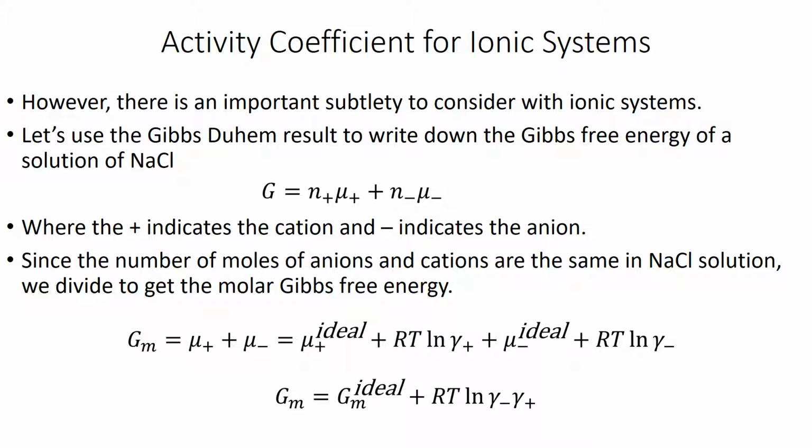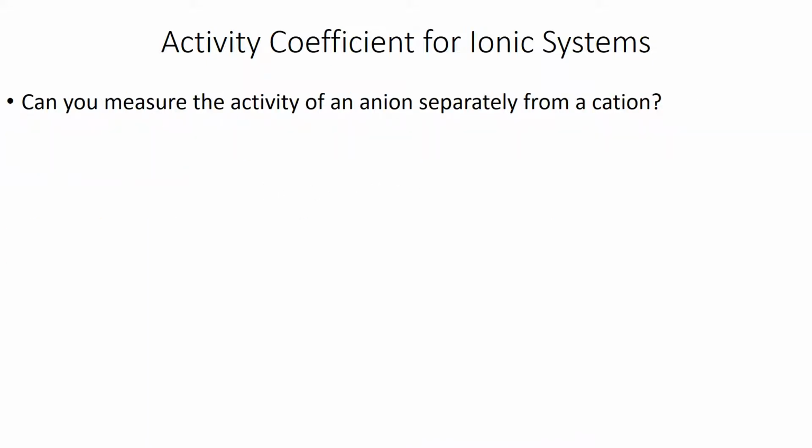Since the number of moles of anions and cations are the same in a sodium chloride solution, we can divide the Gibbs free energy to obtain the molar Gibbs free energy, which we denote with m. And if you follow the derivation, you'll note that the molar Gibbs free energy can be split into two parts, the ideal component and the non-ideal component, which is RT log gamma minus times gamma plus.